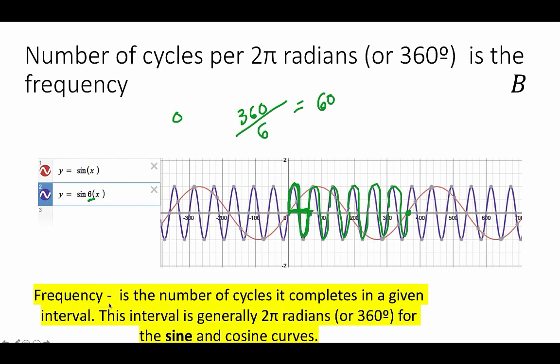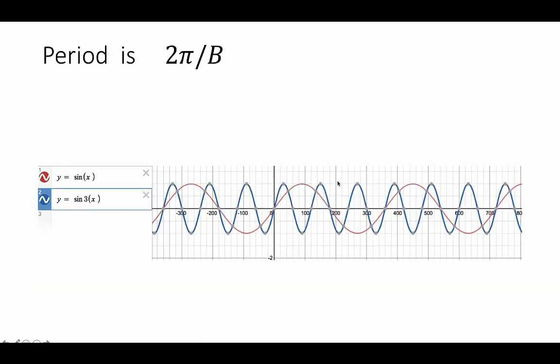And here's the definition: frequency is the number of cycles completed in a given interval. In a given interval, let's say from 0 to 360, we have 6 cycles, and therefore we say that the frequency here is 6. In the sine function, that interval is generally 2 pi radians or 360 degrees. So to generalize that observation, we define the period as 2 pi over b, or in degree measure 360 over b. This gives us the period of the sine function.